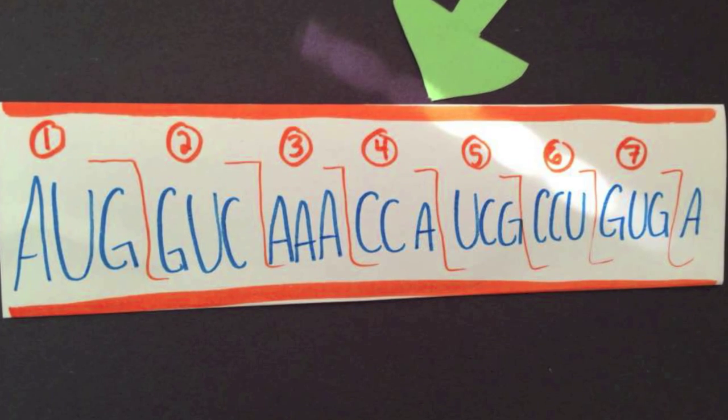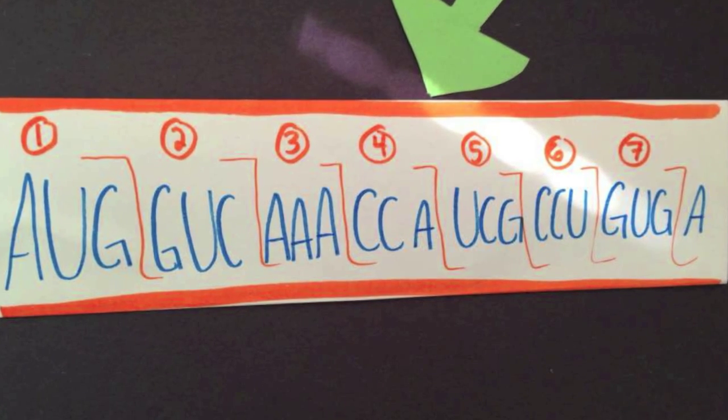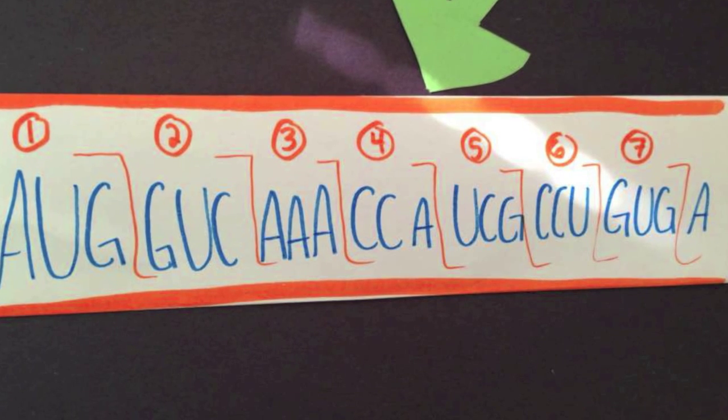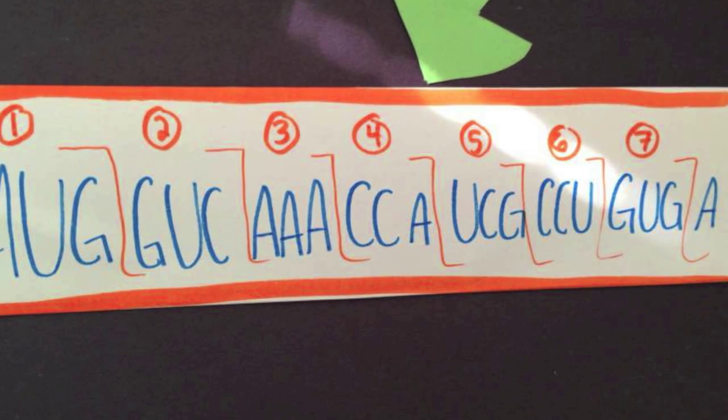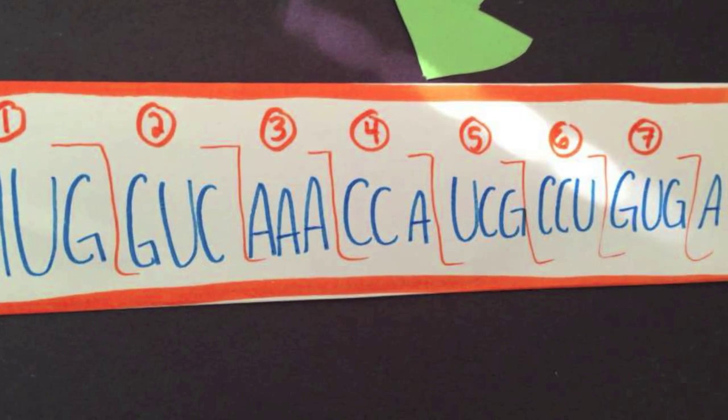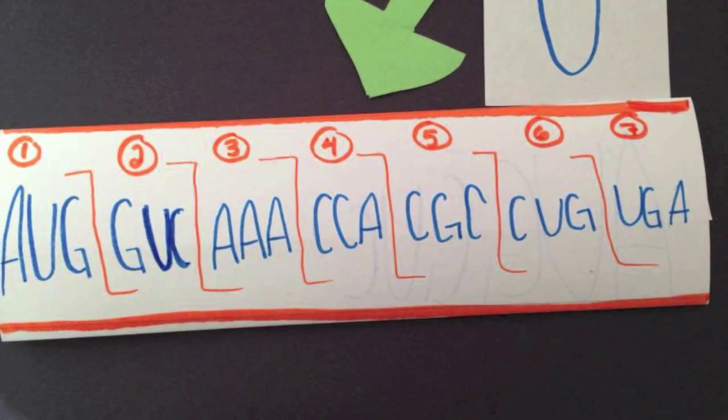Now let's take a look at the mRNA sequence you see here. Let's say, for example, a mutation were to occur like insertion, and we place a U in between the 4th and 5th codon. This would change the entire way the sequence is read, causing a mutation.